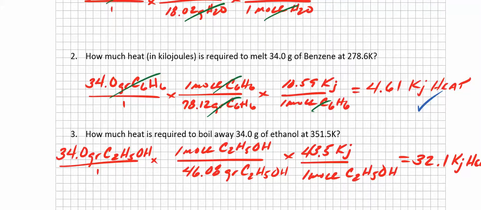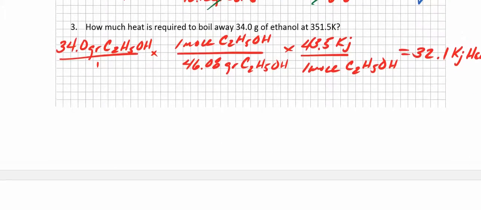Let's go on to number 3. Number 3 says how much heat is required to boil away 34 grams of ethanol at 351.5 K. Now, first of all, let's understand that we're beginning the process in the liquid phase because we want to go from liquid to vapor.